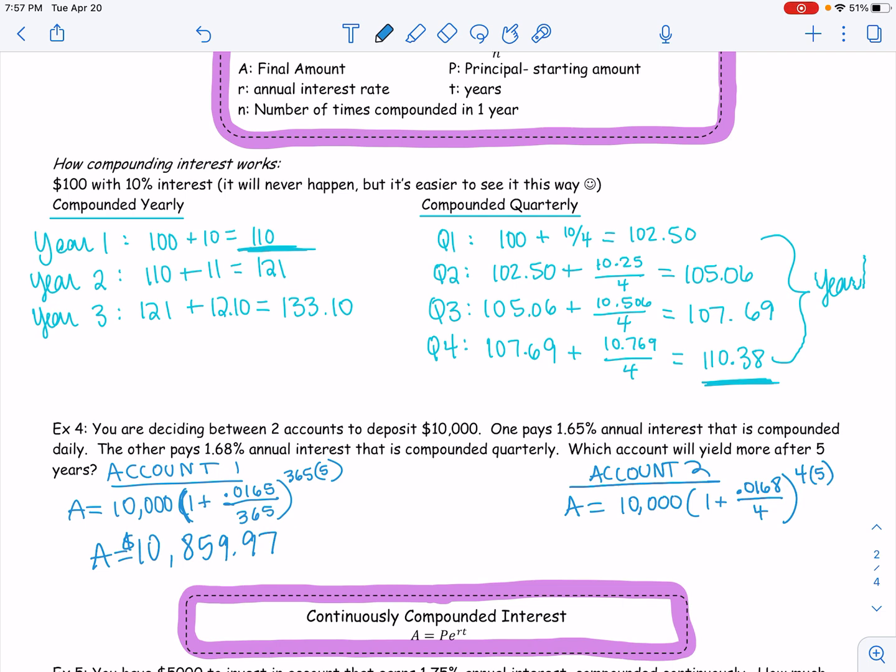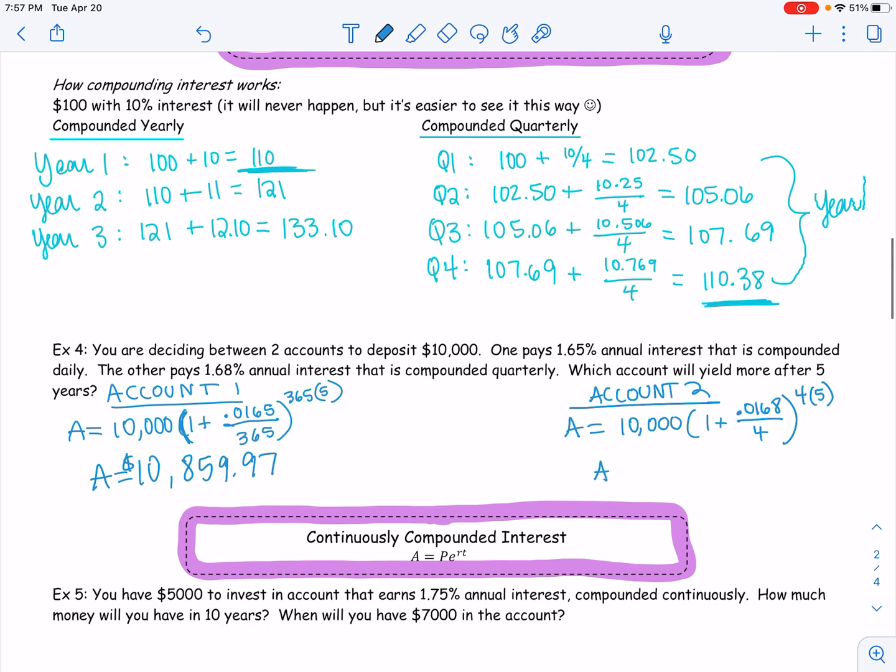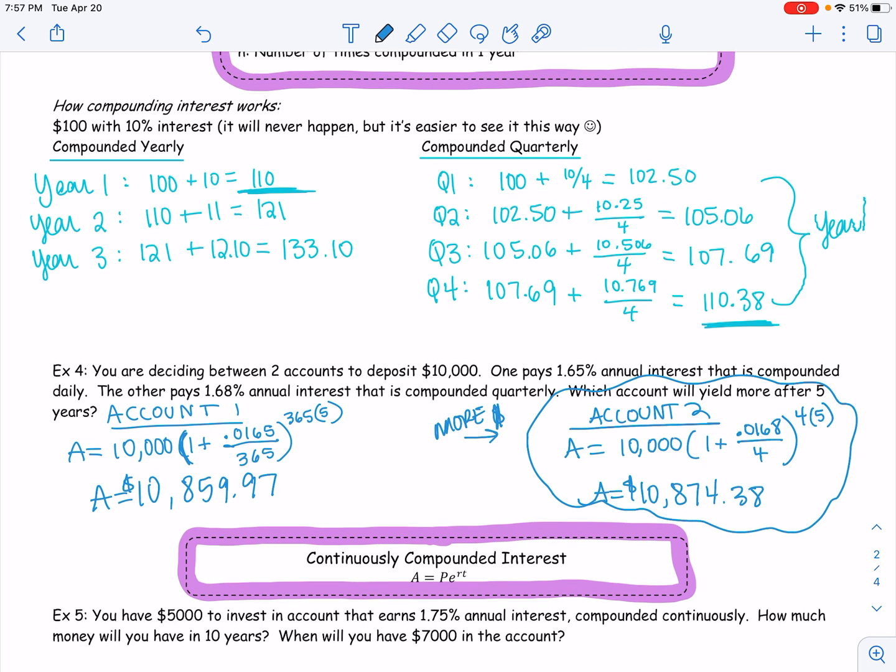So into the calculator it goes, and for this one, you get $10,874.38. So after 5 years, which account yields more money? This one does. Account 2. Only about $15 more, but hey, it's more money. And that's free money. You just put in $10,000 and let it sit for 5 years, and you gained about $875. Can't complain about that.